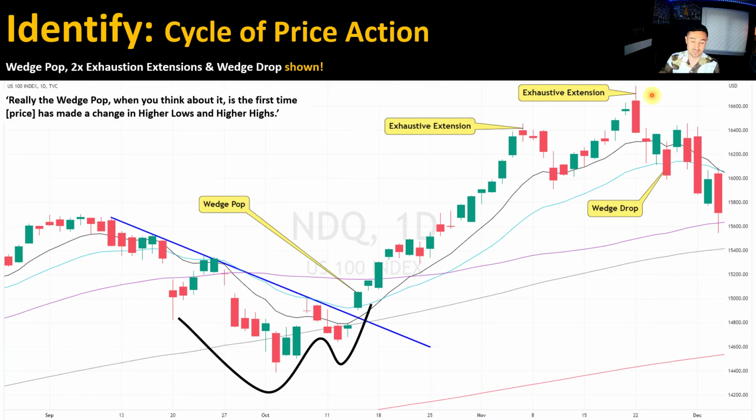Here's another exhaustion extension. As I said, my dyslexia was having a field day there. I was writing exhaustive extension. That's just my dyslexia. And then you see here, this is the wedge drop coming through in here. You clearly lose the 21 EMA. That is not a good looking candlestick.